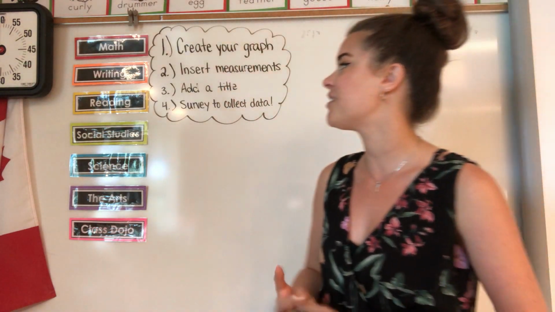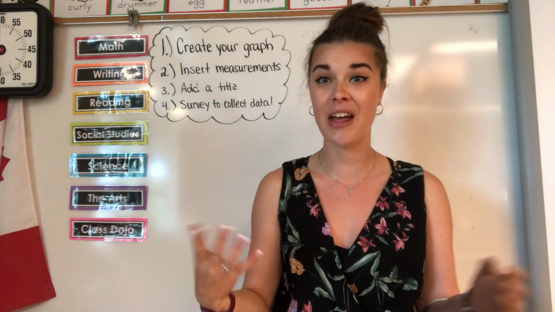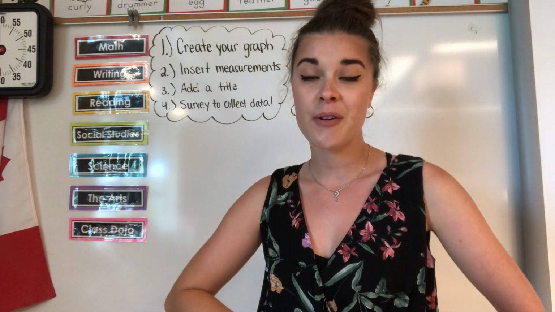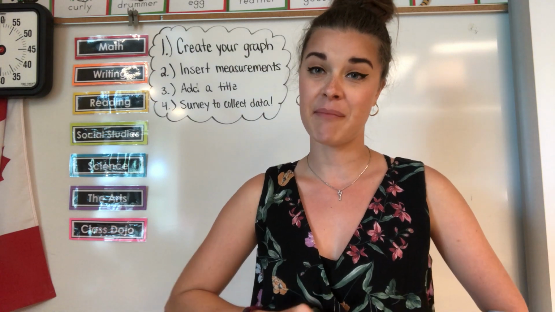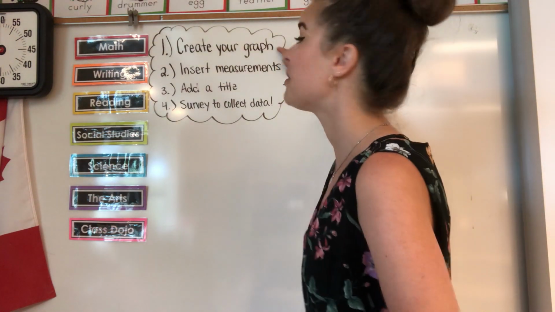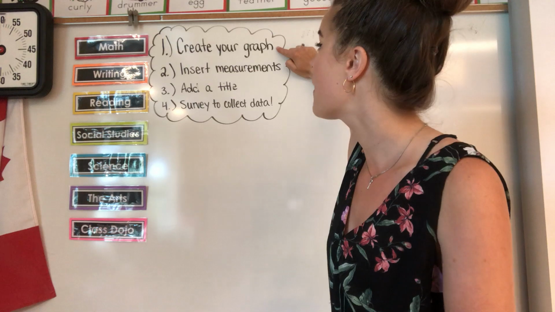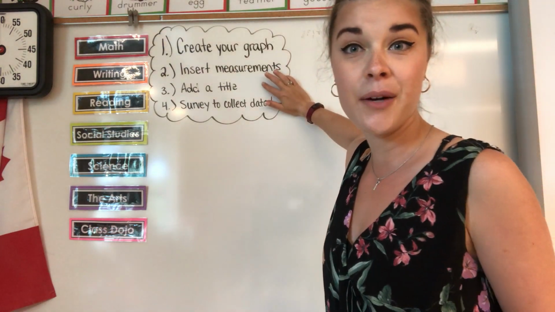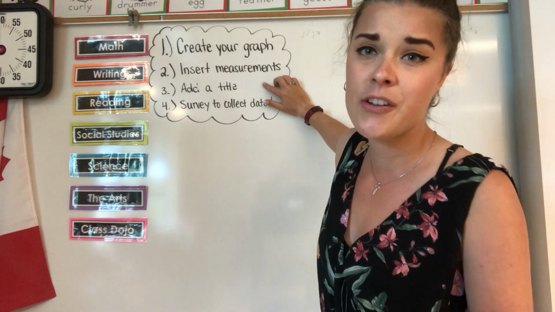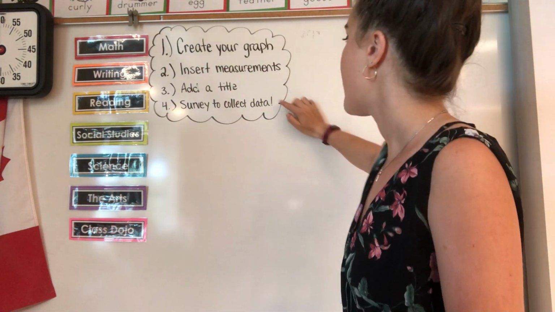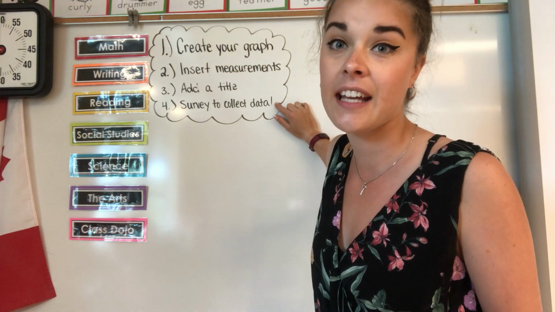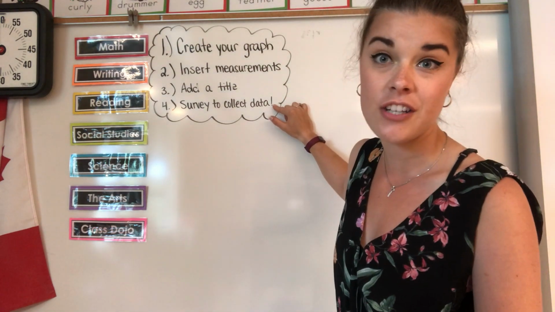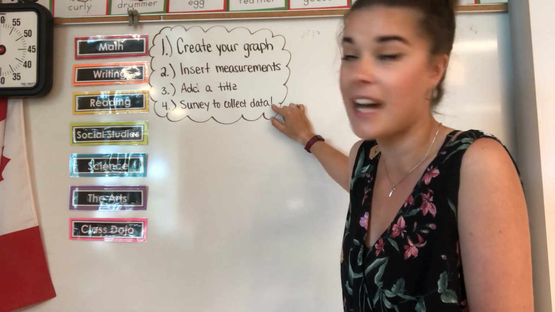Behind me I've made a short to-do list on how to create a bar graph. You can follow along with this when you create your own, or you can do it step by step with me. The first thing we'll need to do is create our graph. We'll insert the measurements. We'll add a title so that our reader, the person looking at our graph, knows what our graph is about. And finally, we will start tracking and surveying the outdoors with each weather that we're going to experience on each day to create our data.